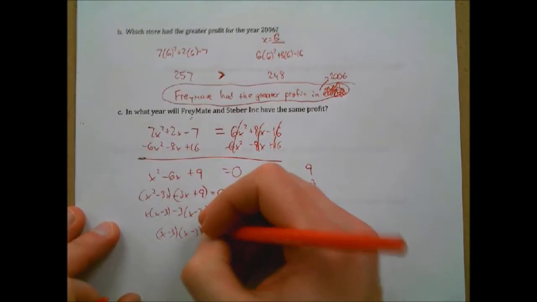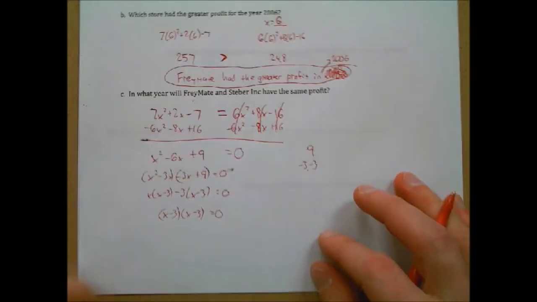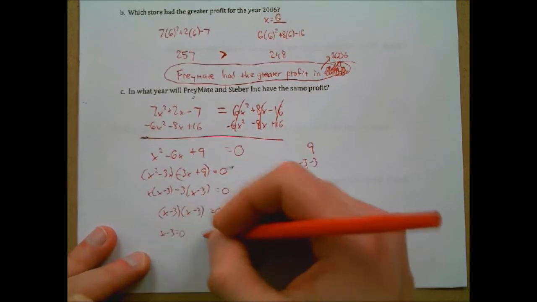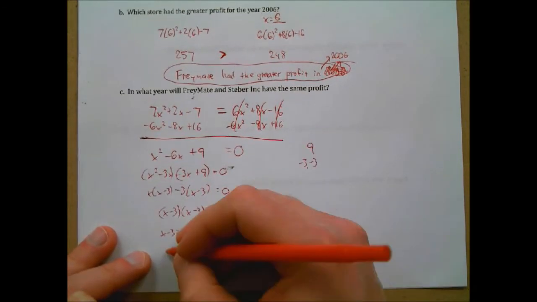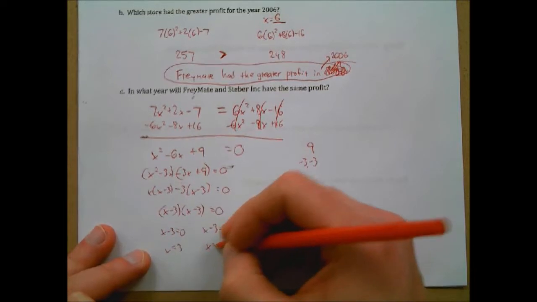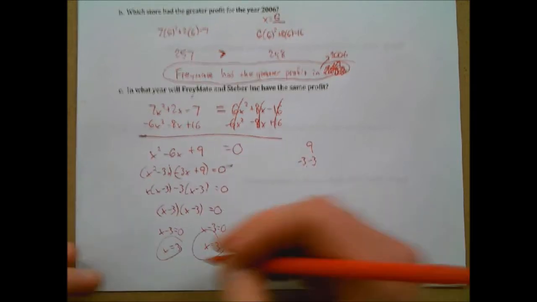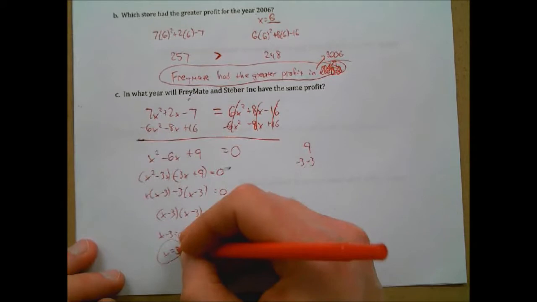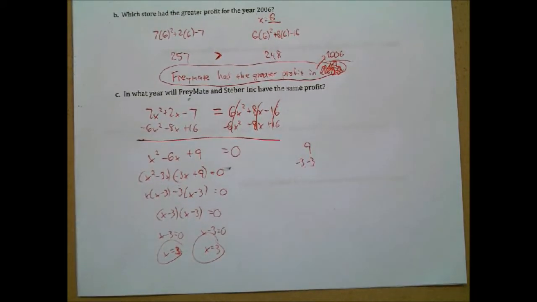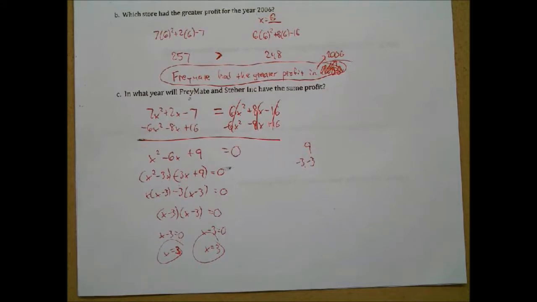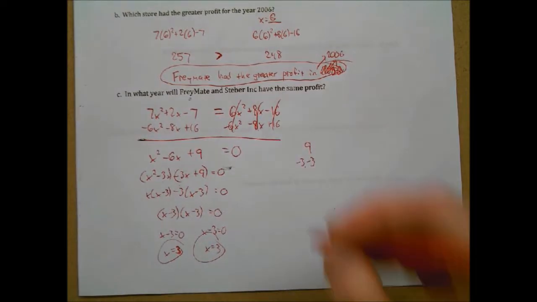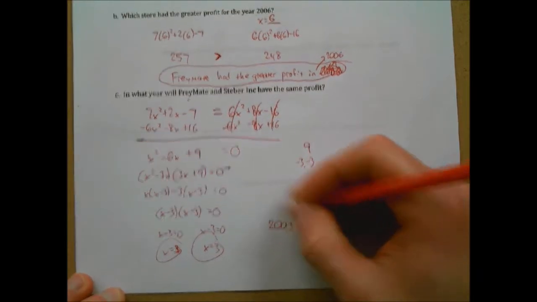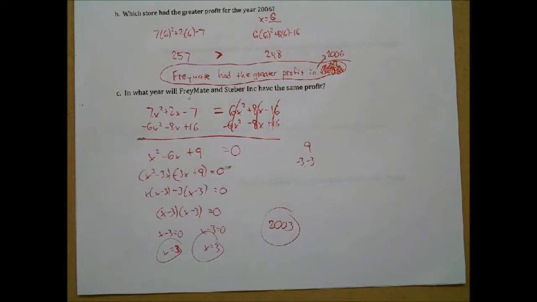That's interesting. So we have x minus 3 equals 0, x minus 3 equals 0, so x is equal to 3 twice. Okay, so we have 3 twice. It shows up twice. So, what's our answer? Yes, good, Dylan. 2003. Not just x equals 3. X equals 3 represents the year 2003, and that's what our final answer is. In what year will it happen?